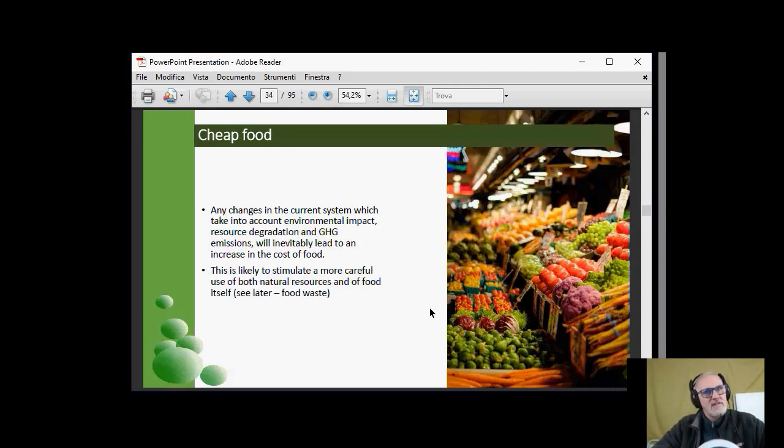But joking apart, it's clear that any of these, let's say, actions to change the food production system to make it more sustainable, in terms of the resource degradation, in terms of the greenhouse gases, this will almost inevitably lead to an increase in the cost of food. But again, the statistic is this, that approximately a third of the food which is produced is wasted. Okay, now I'm sort of anticipating something that's a little bit later on, but if we bear that in mind, we can imagine that there are places where we can certainly gain efficiencies.